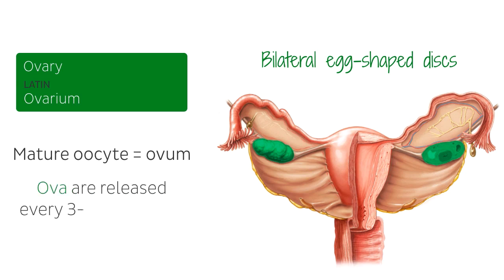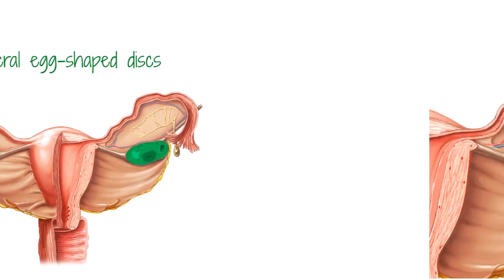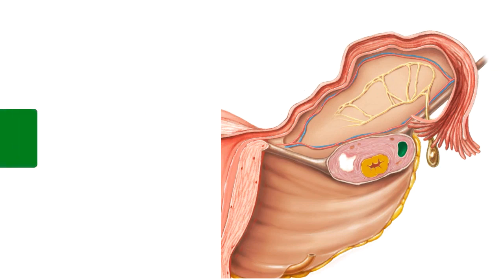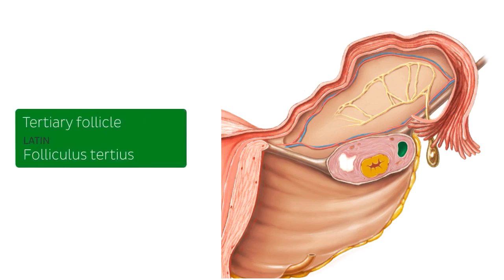And the ova, which is the plural form of ovum, are released by the follicles into the fallopian tubes in order to be fertilized. The ovaries release these egg cells every 3 to 4 weeks in the average adult female, and they are shed by the body in the process of menstruation. So now that we've spoken briefly about the ovary as a structure, let's have a look at some structures that may be found within the ovaries.